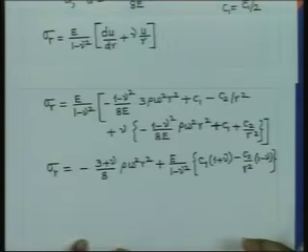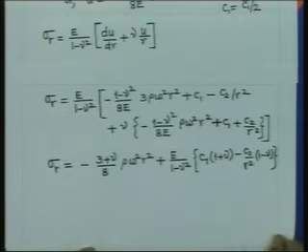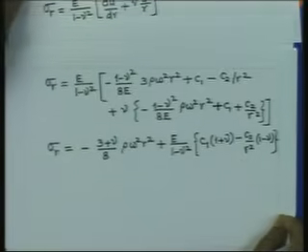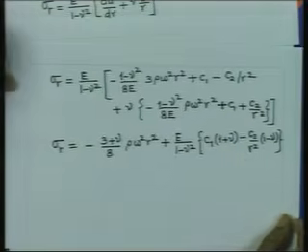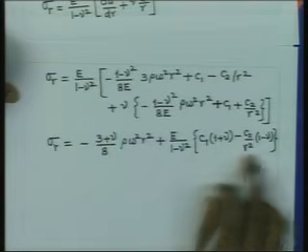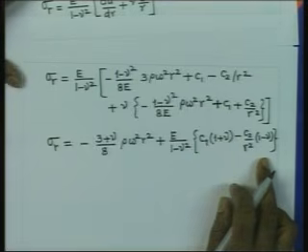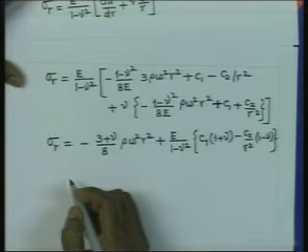We have two arbitrary constants here, C1 and C2, involved in this expression. Thus sigma r stress is still unknown because there are two arbitrary constants. So, therefore, we have to now solve for these two constants C1 and C2. How do we go about it?